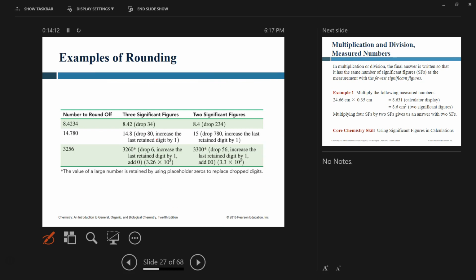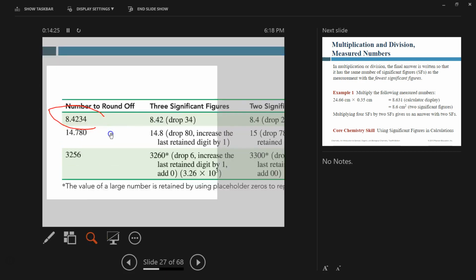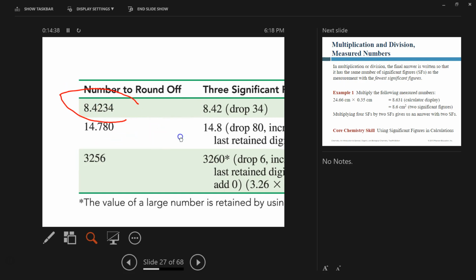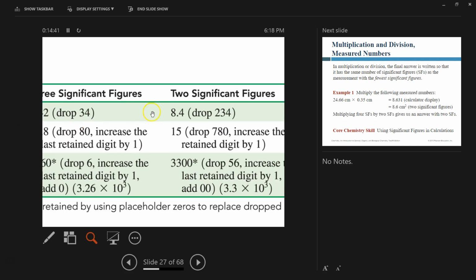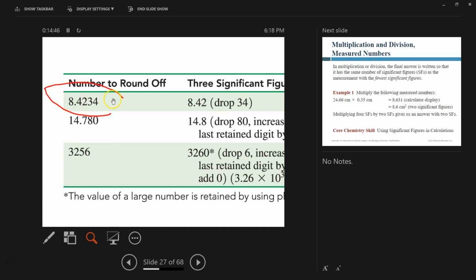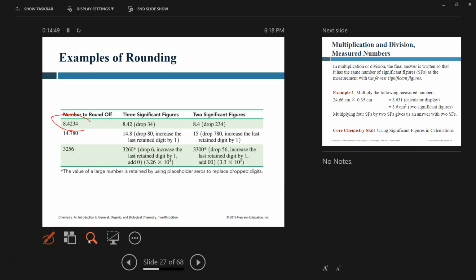So these are some examples. This is the number that you're rounding. Can you see that? Okay, that's pretty cool. Right, so you can see we rounded up to 3 significant figures. We drop 3, 4. Rounded to 2 significant figures, we drop 2, 3, 4. 8.4. That make sense?